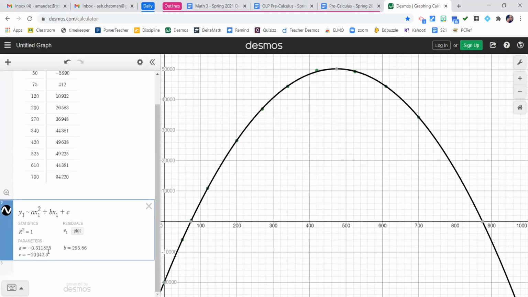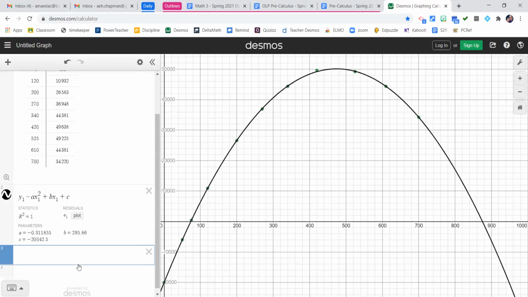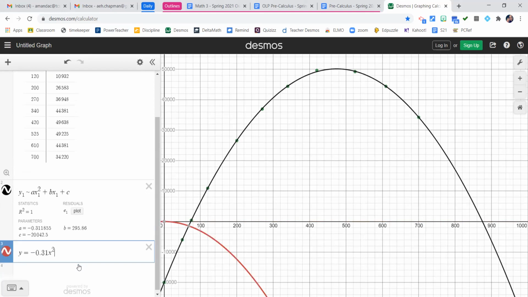-0.31 x squared plus 295.86 x minus 20,042.5. I'm going to type that in here so we can see what it is. All right, so there's a little bit of a rounding error, so you can see how that's slightly different than the one that's on our graph here.